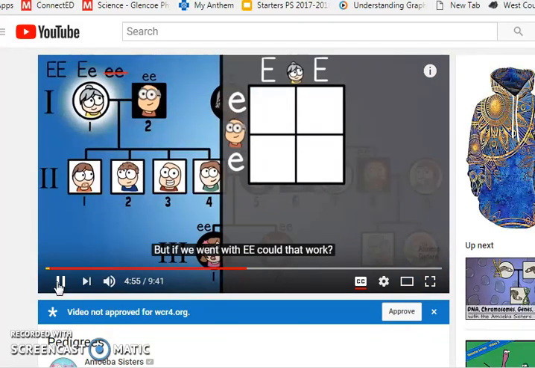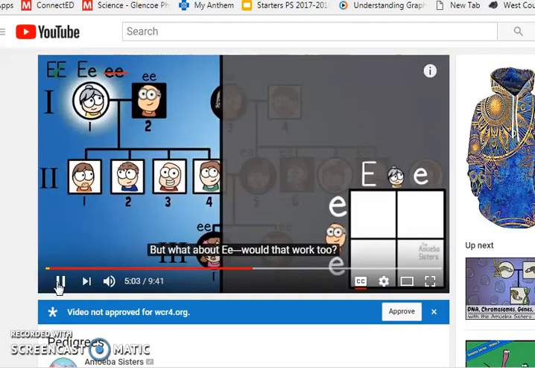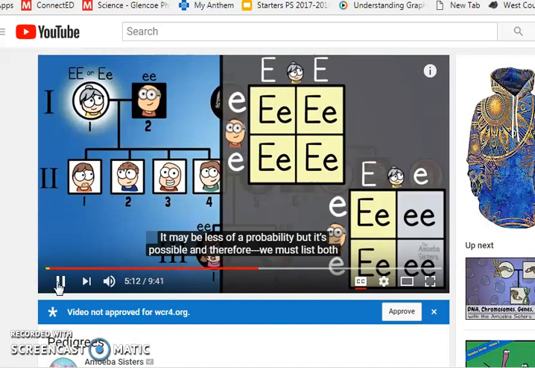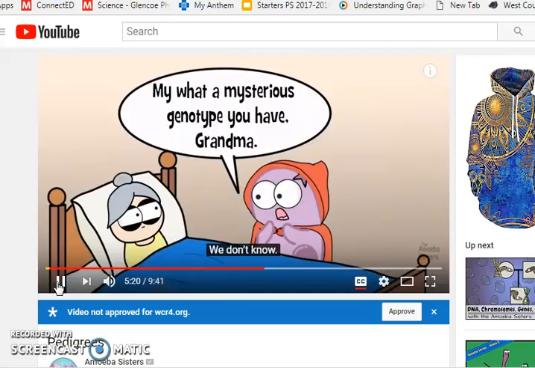But if we went with big E, big E, could that still work? Yes, all the offspring could get a big E from her and a little e from my grandfather. But what about big E, little e? Would that work too? Yes, because the children could still get a big E from her and a little e from my grandfather. It may be less of a probability, but it's possible, and therefore we must list both, that she is a big E, big E, or big E, little e, because we don't know.